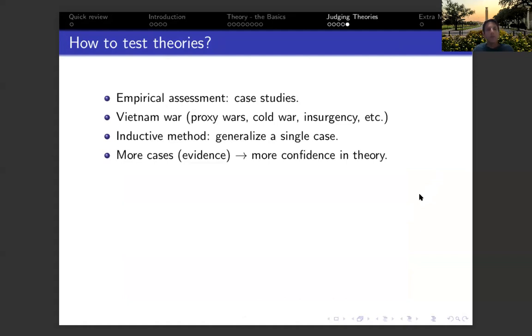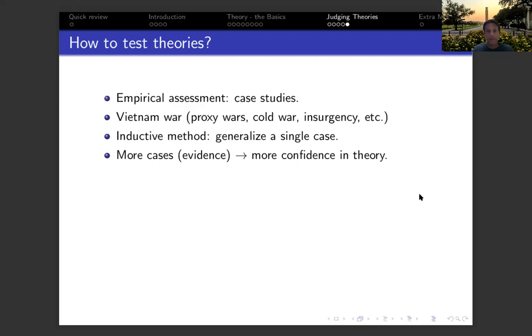Case studies usually rely on a single event and they are useful for developing ideas about a certain phenomenon or explaining a specific event. For example, if we want to study the Vietnam War, that can provide us an explanation for this specific case. But it can also provide us ideas about cases related to the Vietnam War. For example, what are the causes of proxy wars? What are some of the explanations for conflicts that happened during the Cold War? Potentially some explanations related to insurgency wars.